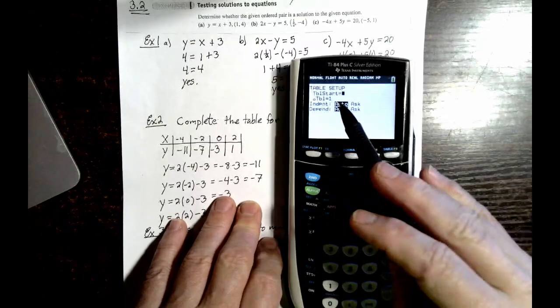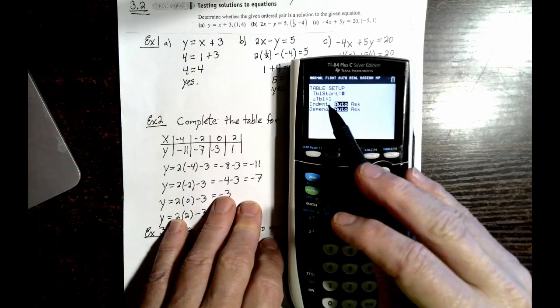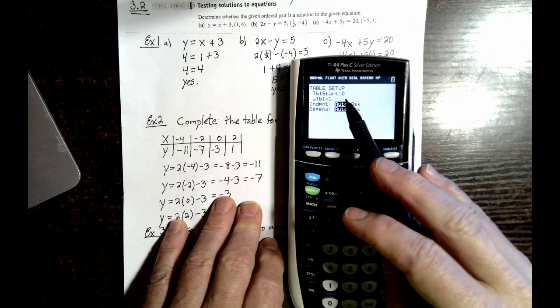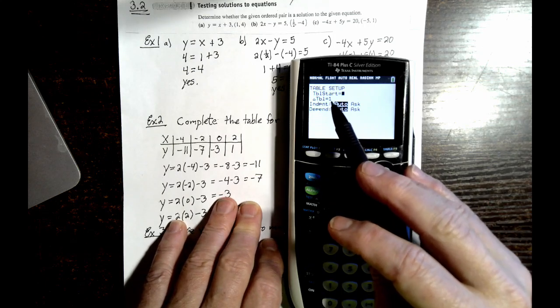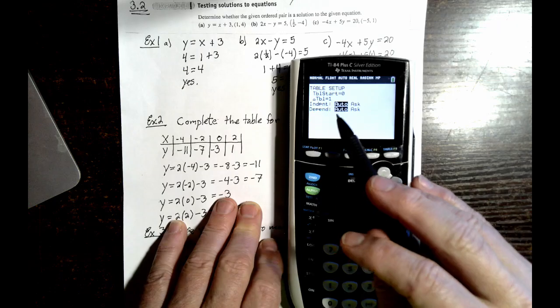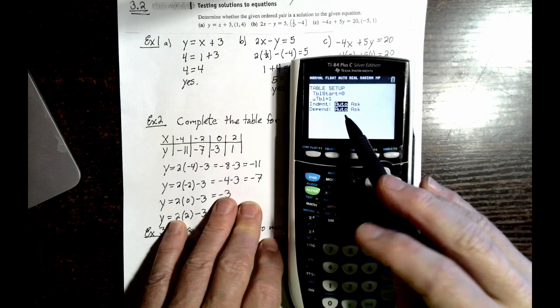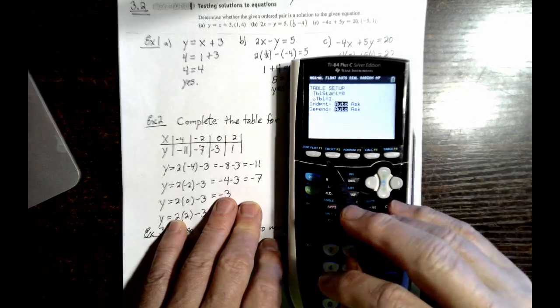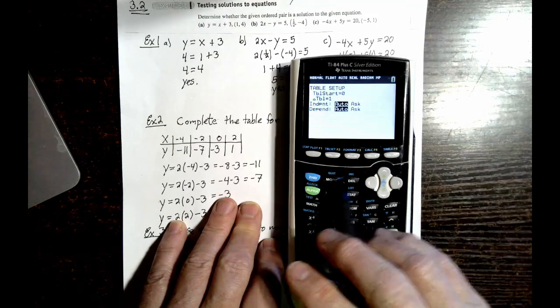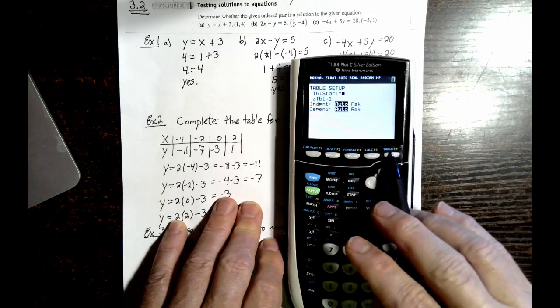And now you typically want to start out with 0 and go up by increments of 1. So the first number is what your table starts at, and the second number is how far apart your numbers are, and they're usually 1 unit apart. So you want to go 0, 1, and you always want these last two to be auto and auto. Alright, so now once you've typed in 0 and 1 for each of those numbers, then you want to hit second graph. Second graph gives you table.